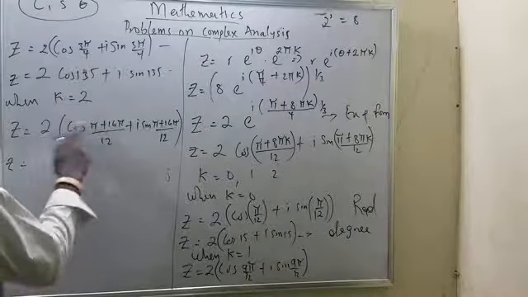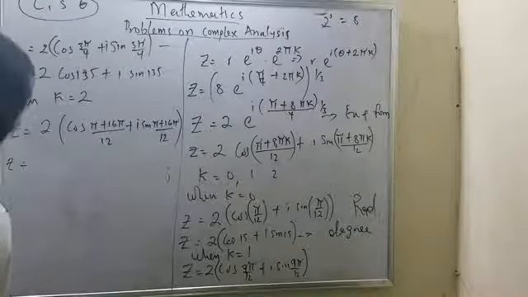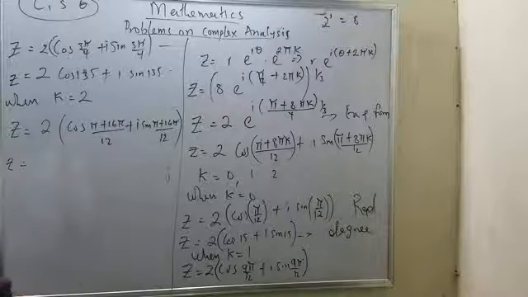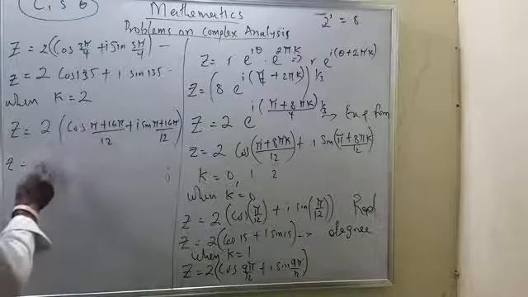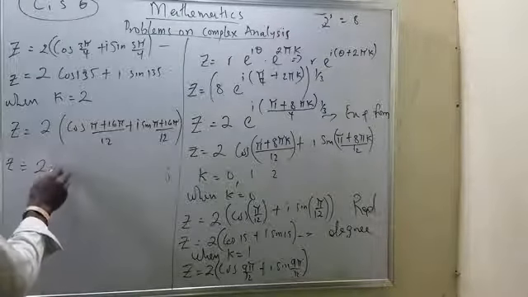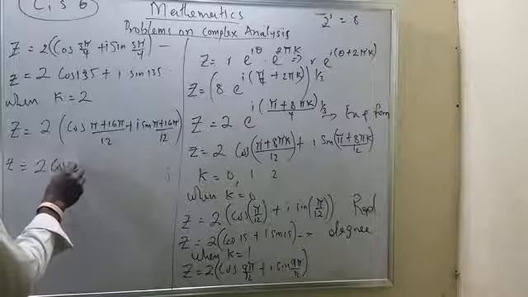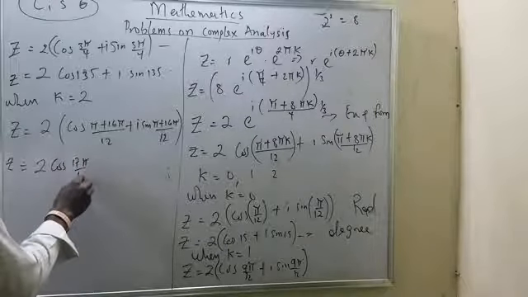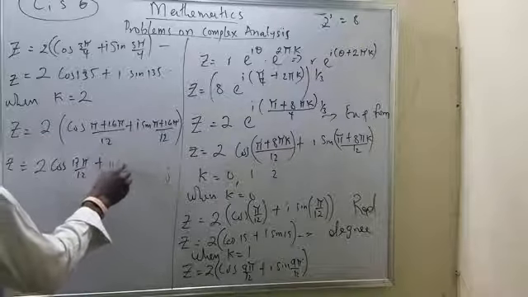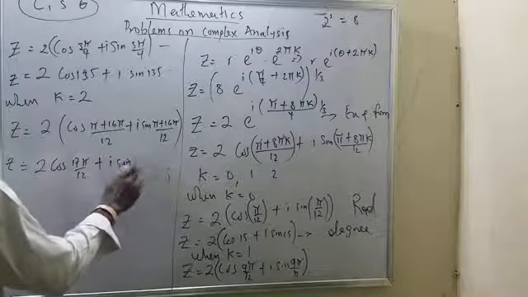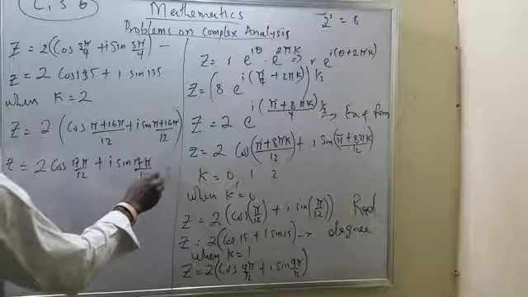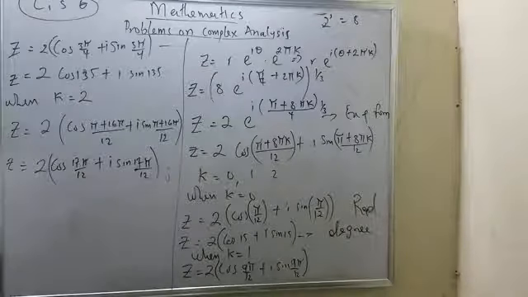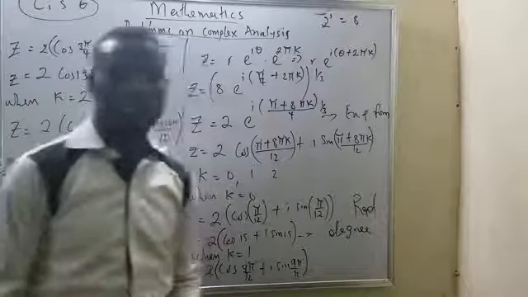Now, it means I'll be having z equals what? It will be 16, 17. Yes, 17, because they are both pi. So I'll be having pi plus 16 pi, which is 17 pi. It will be 2 into bracket of cos 17 pi all over 12 plus i sine 17 pi all over 12. Whatever I have, that is what I'm having. When my k is 1, is 2, and so on and so forth.